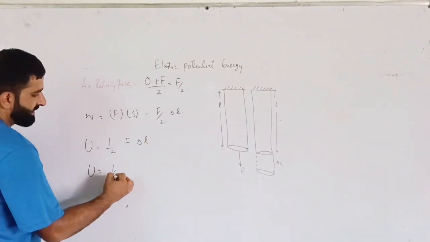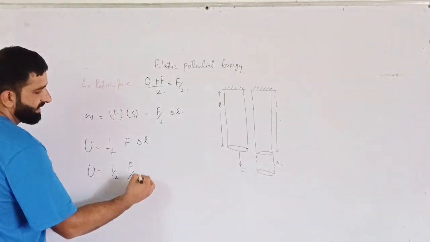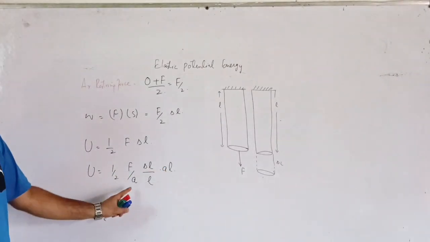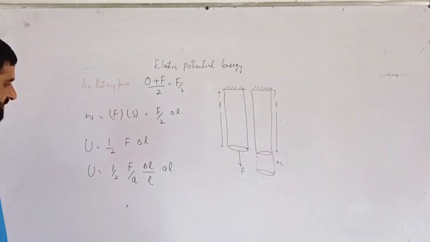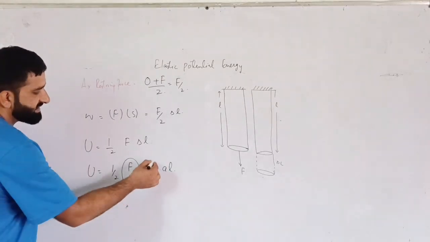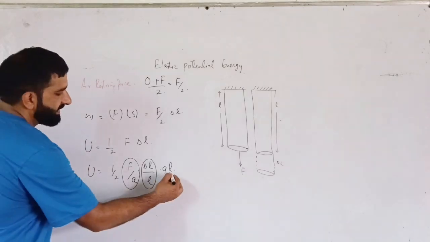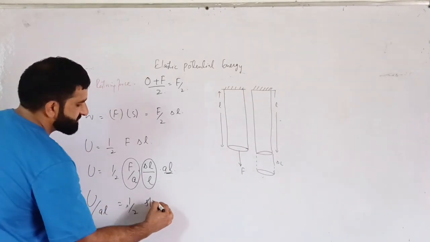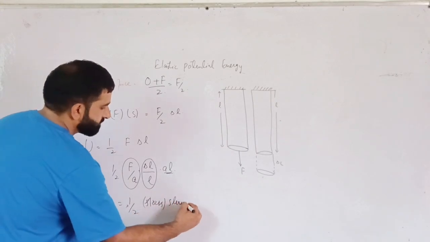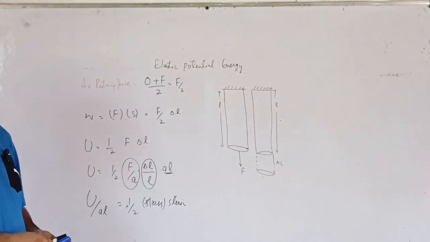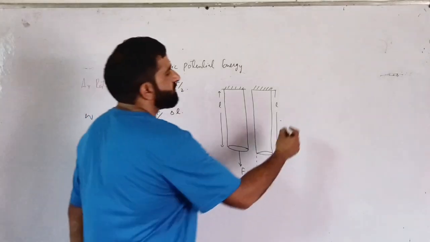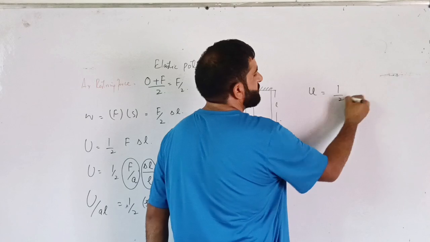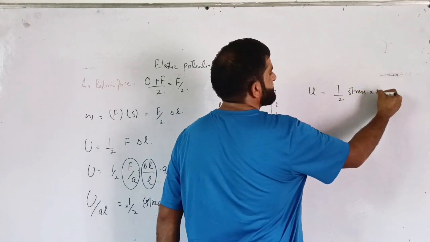Now, if we divide by A, and multiply and divide by L, where A is the area of cross section and L is the length of the rod: force per unit area is stress, delta L by L is strain, and AL is volume. So we have U divided by AL is 1 by 2 stress into strain. Now U divided by AL is potential energy per unit volume, so we denote it by small u. That is, the elastic potential energy stored in the body per unit volume is 1 by 2 stress into strain.